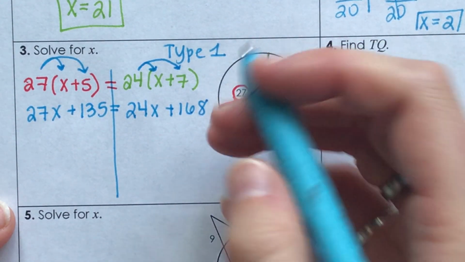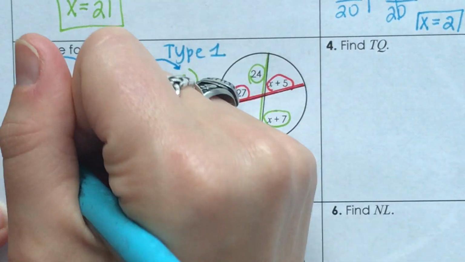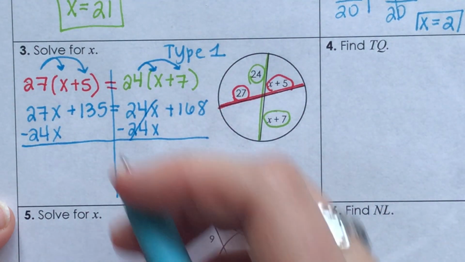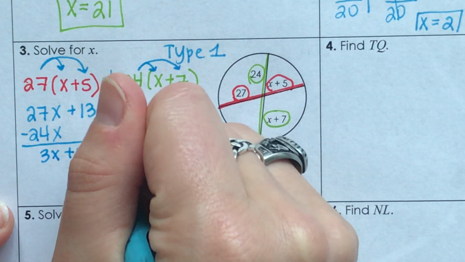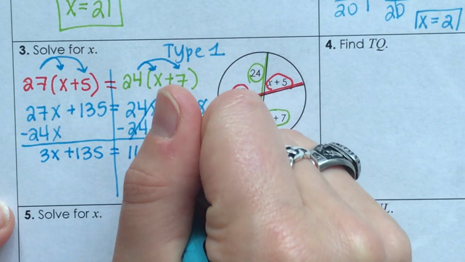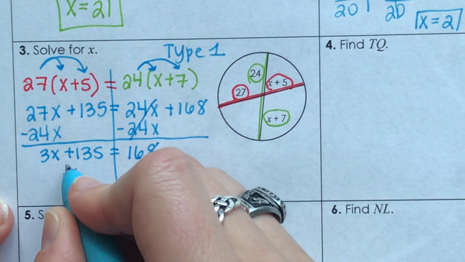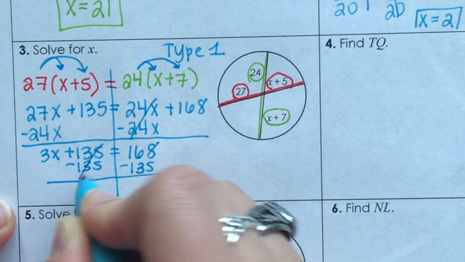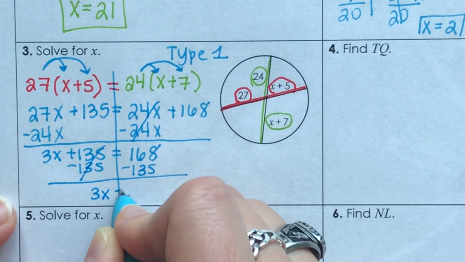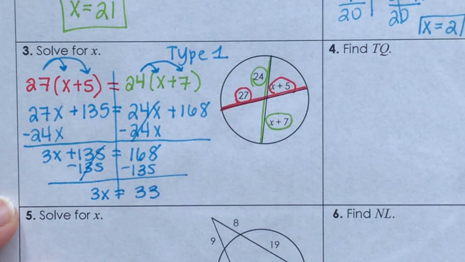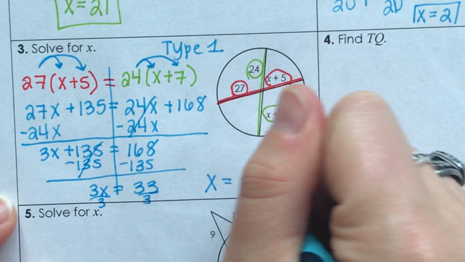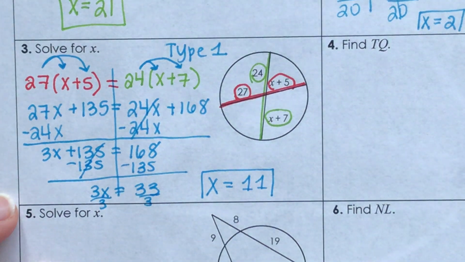Now I get all of my x's together, so I'm going to subtract 24x from both sides. I always like to move the smaller one because then I don't have to deal with negatives. So I get 3x plus 135 equals 168. Then I subtract 135 from both sides. I get 3x equals 33. And then my last step is to divide both sides by 3. So I get x equals 11. It doesn't ask me to do anything except solve for x, so I'm finished. I don't have to plug anything in.